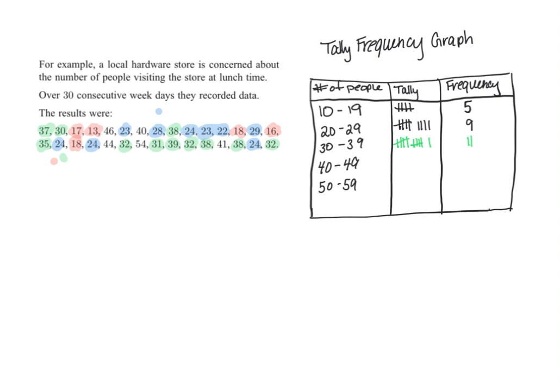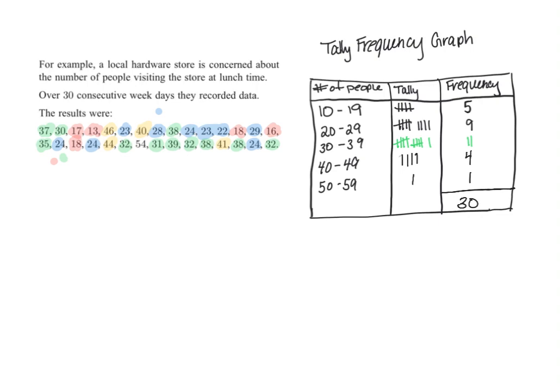Okay, now let's move on to our 40 to 49. 1, 2, 3, 4. So that would be 4 times. Between 50 and 59 happens once. Now, if we look at this and we total up the frequency, we get 30.